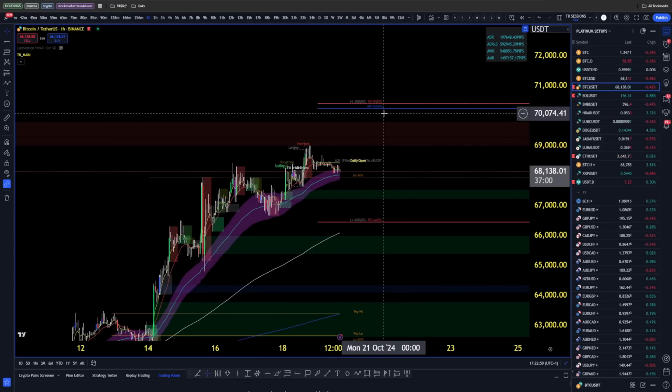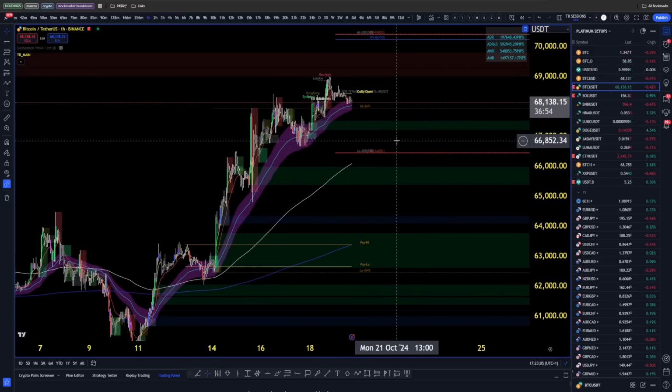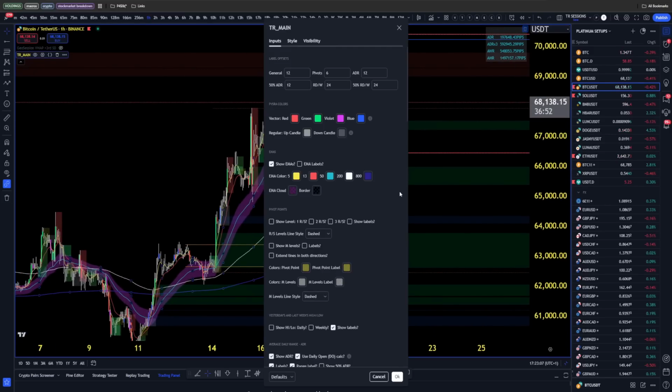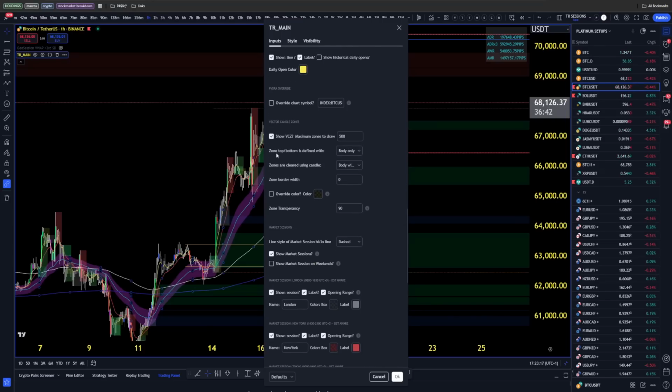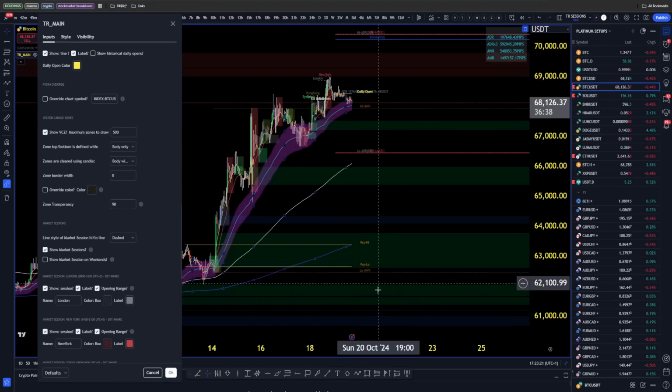These are important areas of support and resistance. Again, this is explained in the course. Going back into the settings, scroll all the way down, we can see the daily open line, that will always be open. I'll always have that activated. Now, this is where it gets interesting. Show vector candle zones. That's this stuff right here.